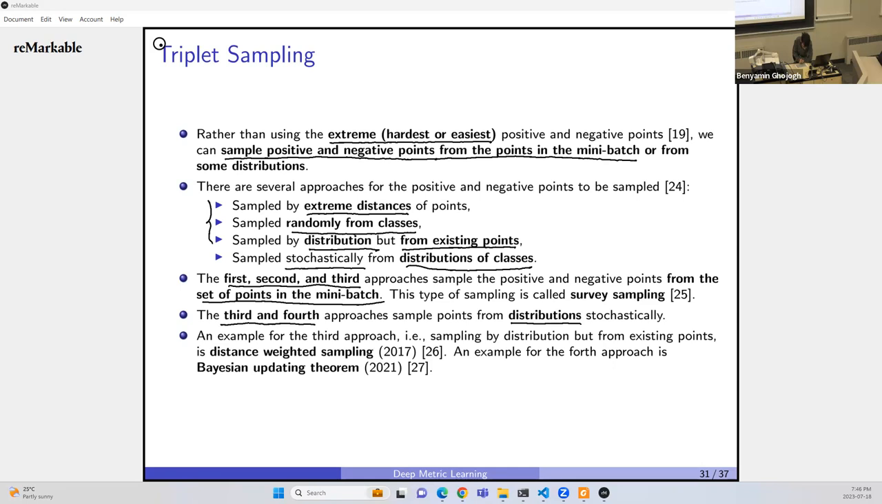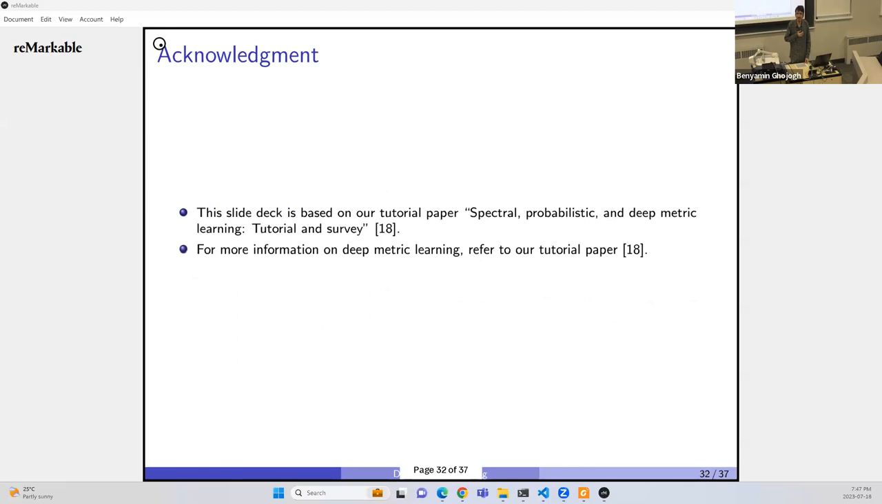One example is distance weighted sampling proposed in 2017. Another example is based on the Bayesian updating theorem, proposed in 2021. This Bayesian one is ours. I proposed it with my co-authors in 2021. We used, as far as I remember, the inverse Wishart distribution.